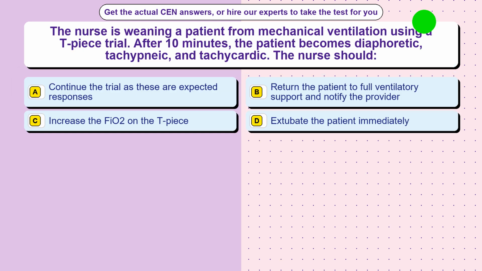Question 78. The nurse is weaning a patient from mechanical ventilation using a T-piece trial. After 10 minutes, the patient becomes diaphoretic, tachypneic, and tachycardic. The nurse should Option A, continue the trial as these are expected responses. Option B, return the patient to full ventilatory support and notify the provider. Option C, increase the FiO2 on the T-piece. Option D, extubate the patient immediately.